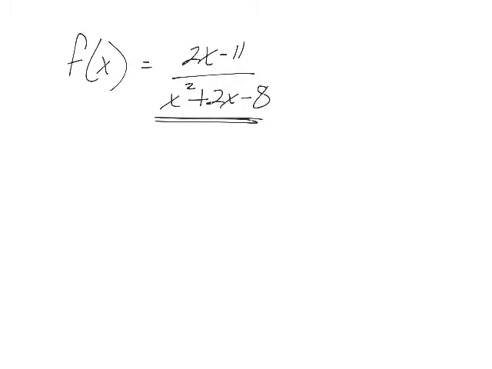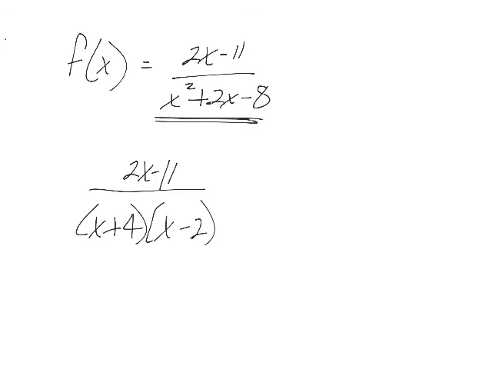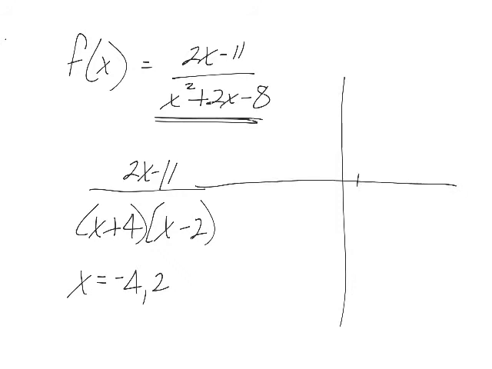So all we have to do is take the denominator, and again, we don't care about the numerator, and we factor it, so you always factor it, and it factors to x plus 4 and x minus 2. So what makes this undefined? When x is negative 4 or x is 2. So there's my asymptotes.